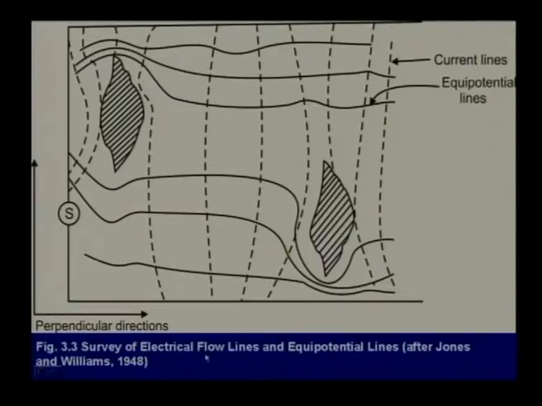Similarly, an electrical flow line survey can be done in different directions. They find the current lines, they find equipotential lines, and from them they can actually guess the kind of ore body, the shape and size of the ore body that is under the layer of soil.